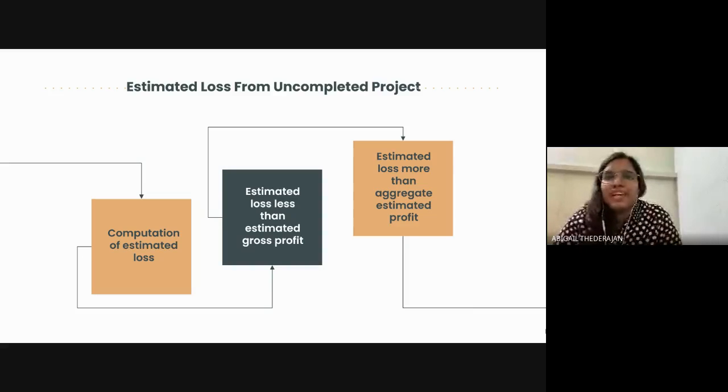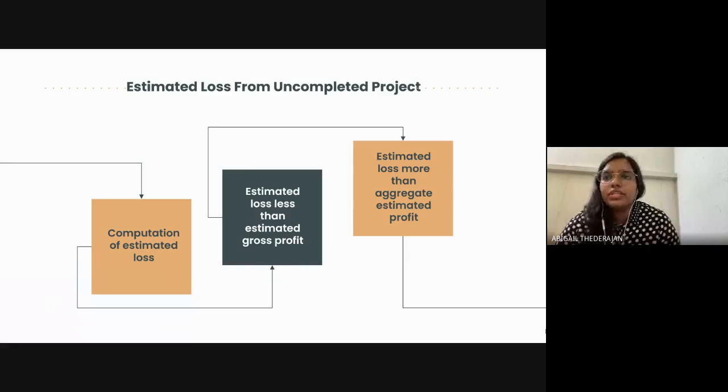Okay, so the next one will be the estimated loss for more than the aggregated estimated profit. Say the same company in phase one has a profit of 3 million. But when it comes to phase two and phase three, their loss is 1 million and 2 million. Phase two is 1 million and phase three is 2 million. So their estimated loss itself is already 3 million, and their first phase profit is less than that.